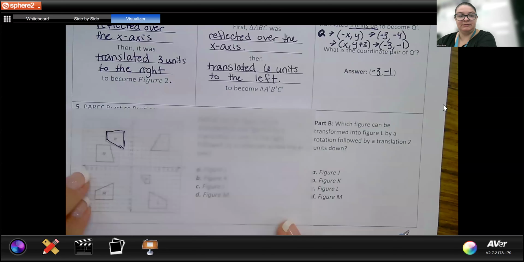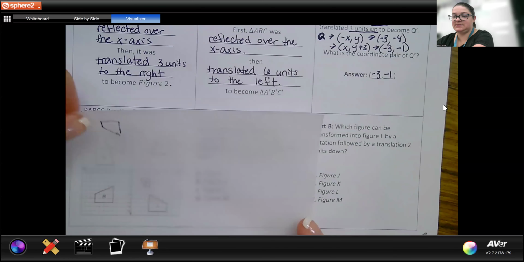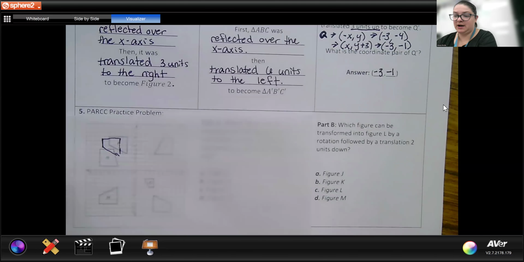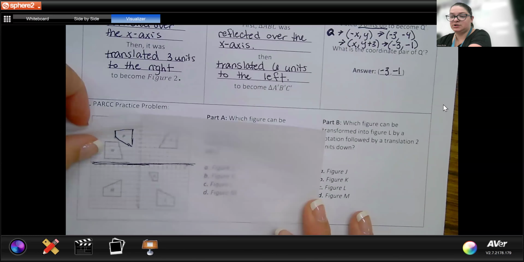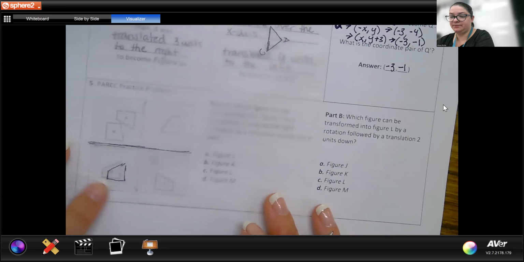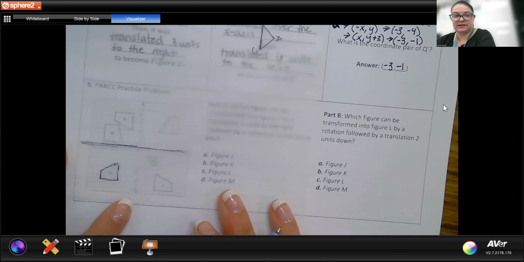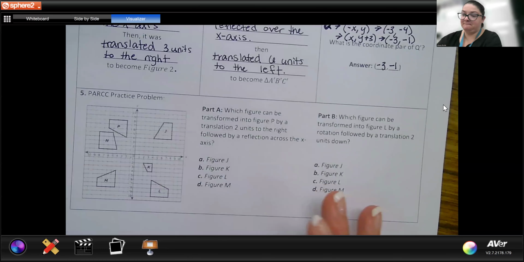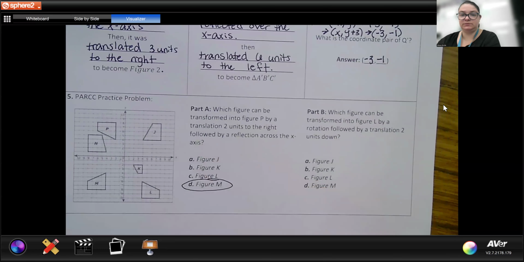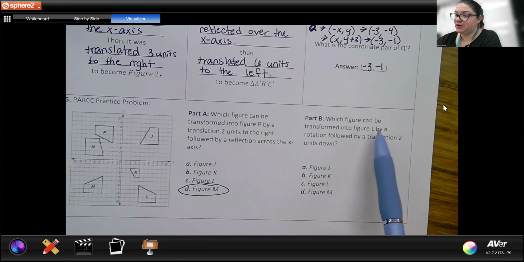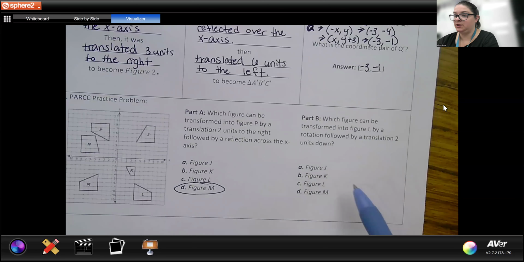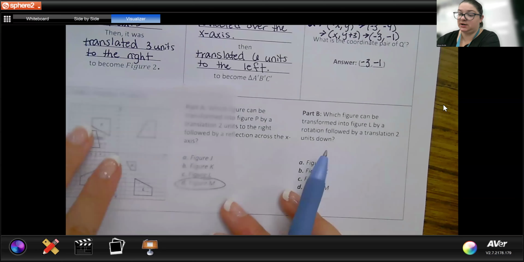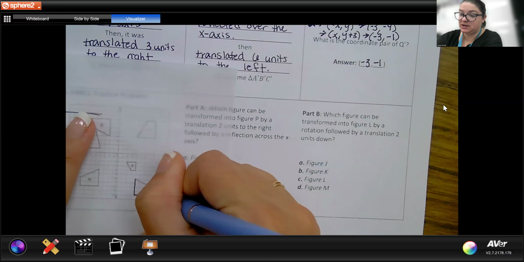So if I reflect across the x-axis, oops, I forgot that when I use patty paper and reflections, I want to draw the axis I'm reflecting over. So I'm reflecting it over here, and then it's going 2 units to the left. That matches up with figure M. Then it says which figure can be transformed into figure L by a rotation followed by a translation 2 units down. This one does not say how far it is rotating or the direction it is rotating.